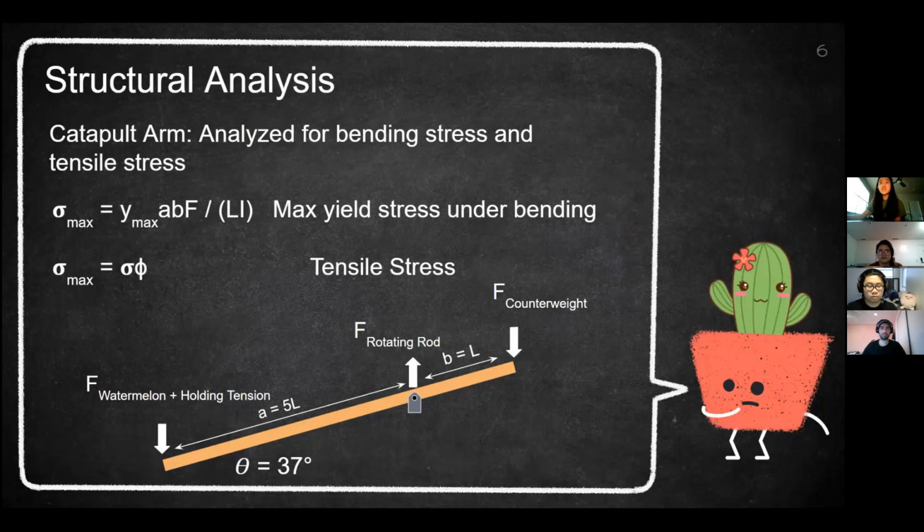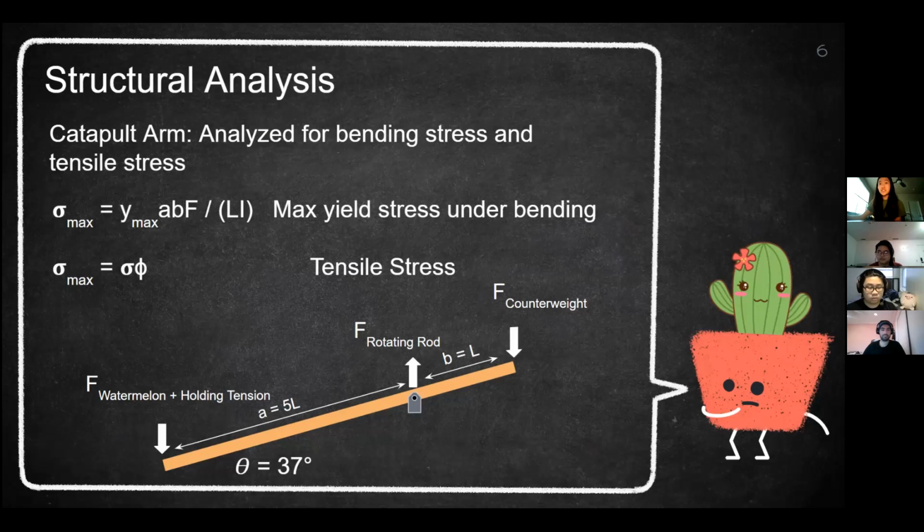We began with the structural analysis of the catapult arm, which will hold a watermelon on one end and a counterweight on the other end. And in the center-ish area, it will be supported by a rotating rod. Under maximum static loading, as shown in this visual, the watermelon end will also have a rope to hold down the trebuchet prior to launch.